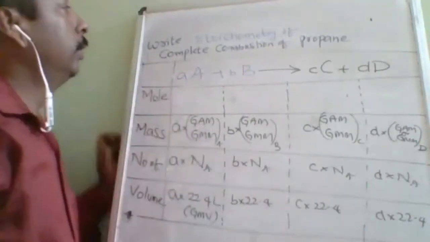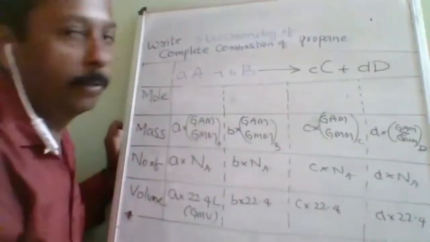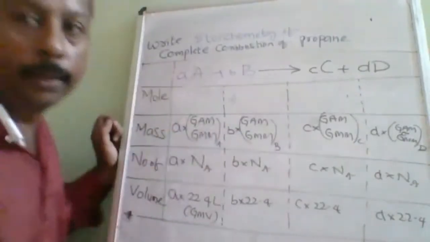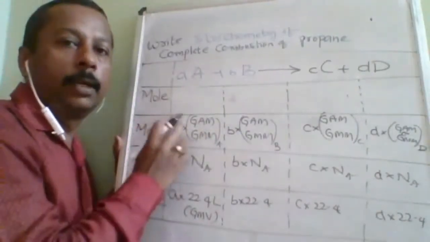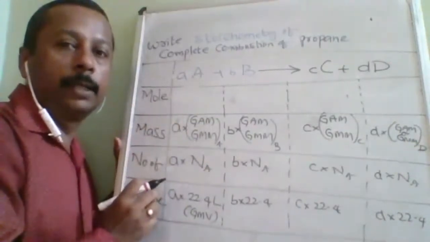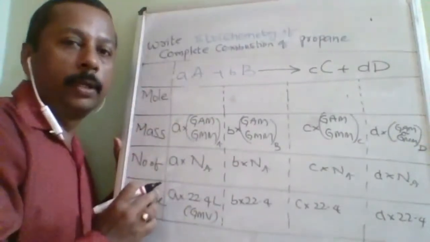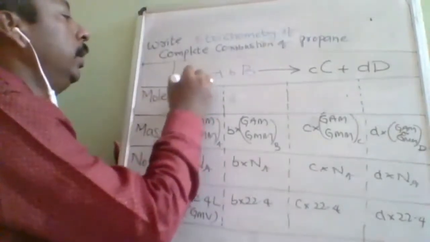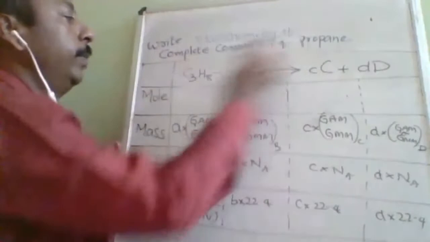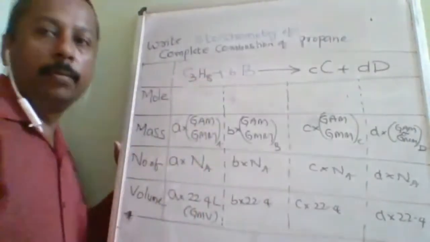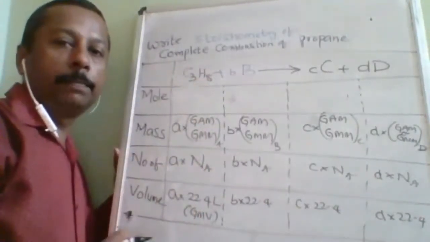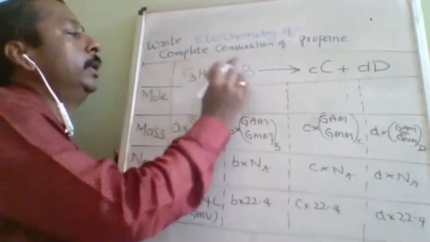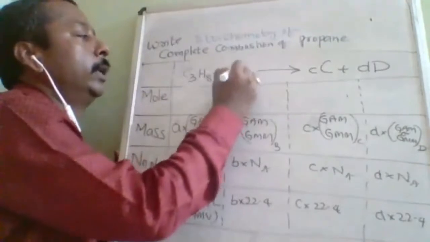Now here we are given complete combustion of propane. Now we will come to know the real meaning of A, B, C, D. What is the difference between A, B, C and D, you will come to know the real meaning of it. Propane is C3H8. Prop means 3 carbon, and the hydrogens are twice the number of carbon plus 2. Twice is 6, plus 2. So C3H8.